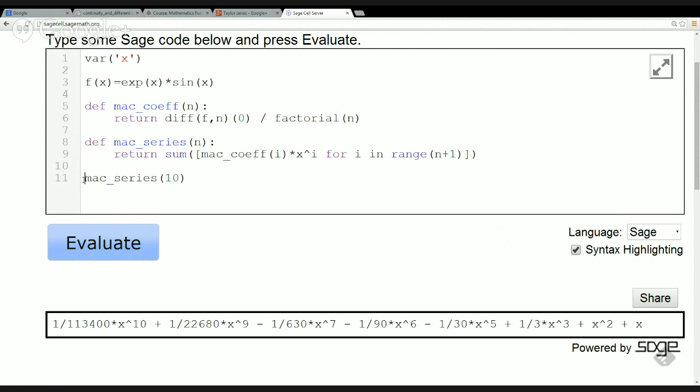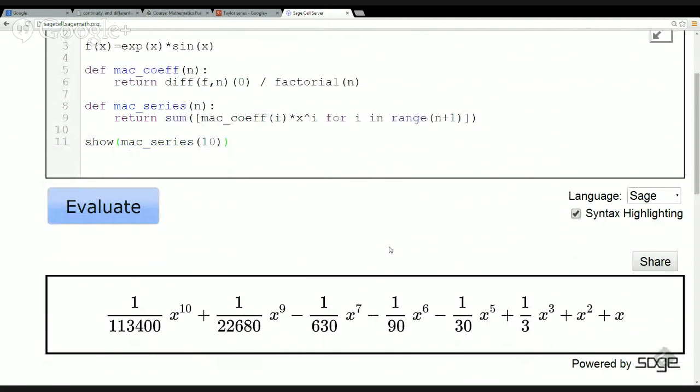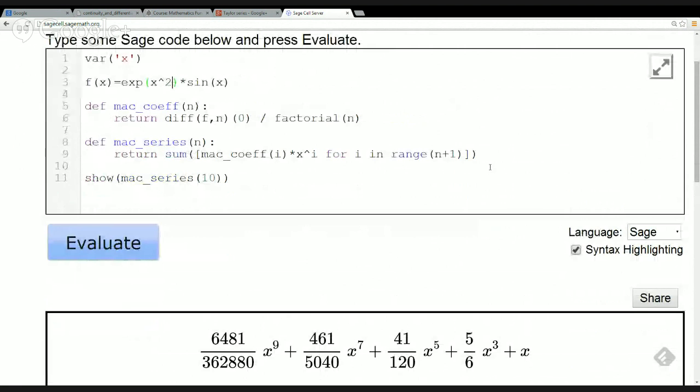Actually, if you do in Sage the command show instead, it'll typeset it nicely. It's got it going backwards for some reason, but I appreciate it there. Of course, you can also now start putting in other functions as well. So you could have the exponential of x squared. It'll probably look even crazier. Oh, that looks okay. That's nice.